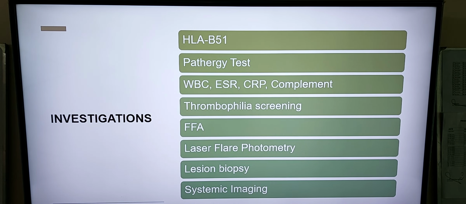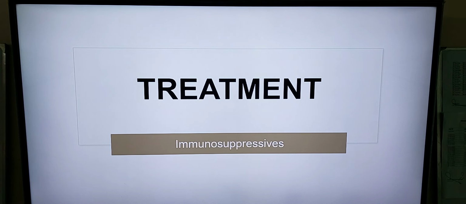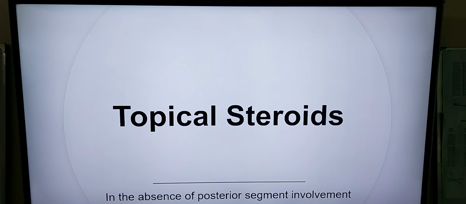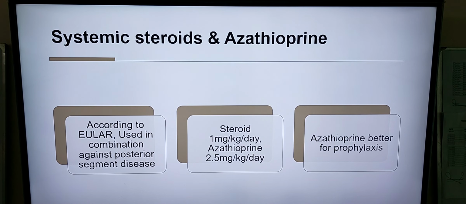So, coming to the treatment of Behcet's, the mainstay of treatment, as in all other uveitis, is immunosuppressives. So, if there is no involvement of the posterior segment, topical steroids are the mainstay. We start with hourly therapy and then taper down depending upon the results. So, going down further, systemic steroids and azathioprine.